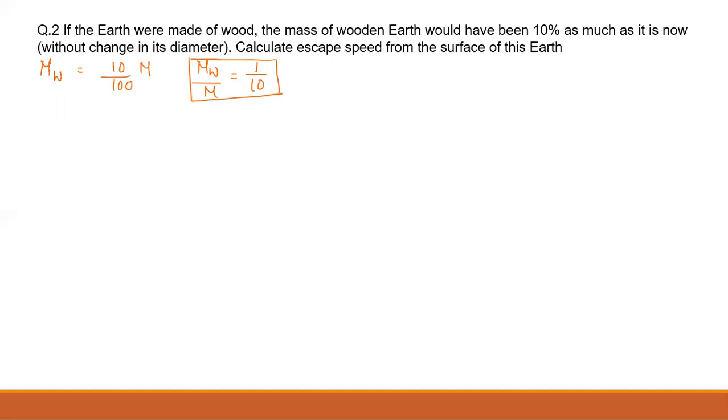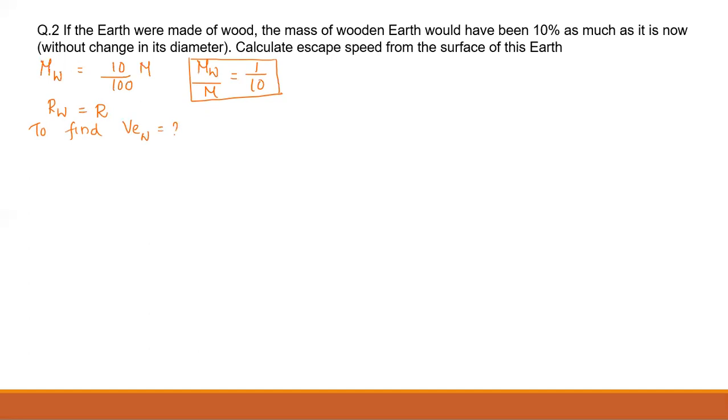Now, radius is same as the earth. Okay, wood and earth diameter, there is no change. That means radius also no change. So Rw is equal to R only. Okay, we want to calculate escape velocity. To find escape velocity of wooden earth, let it be Vew.